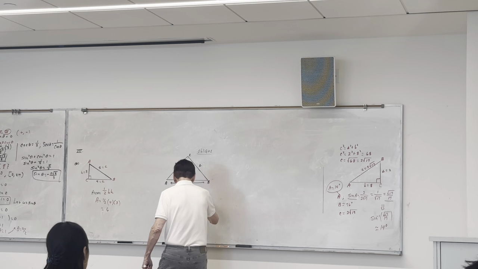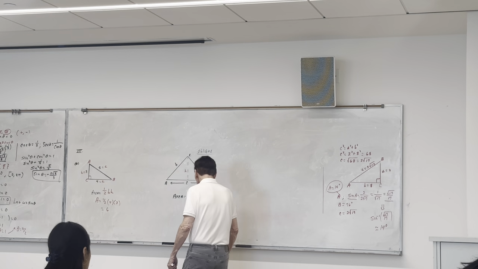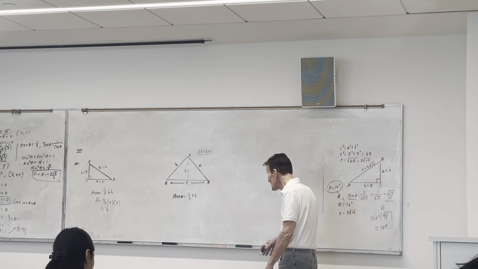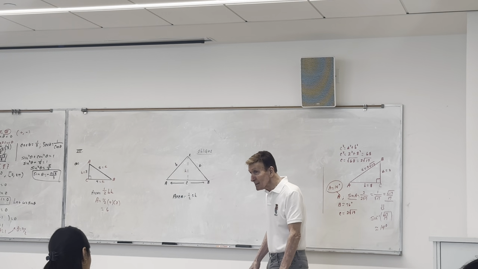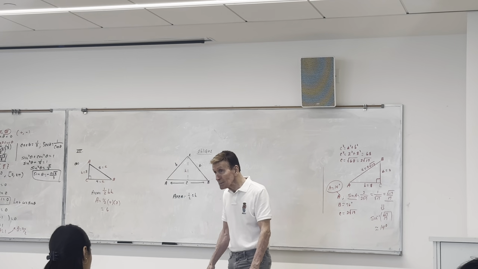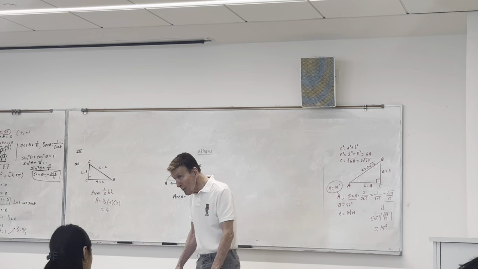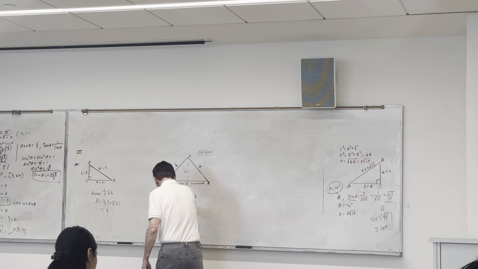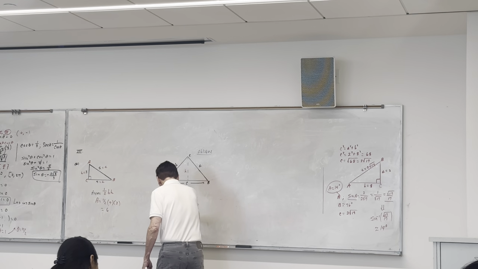Times the height, she told me to do. 1/2 base is C, and the height is H. Did I express that correctly? 1/2 base times height. Woo! Now, that's number one. That's the area expressed with the help here.